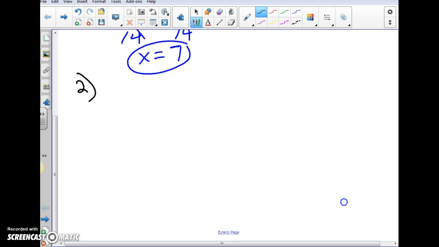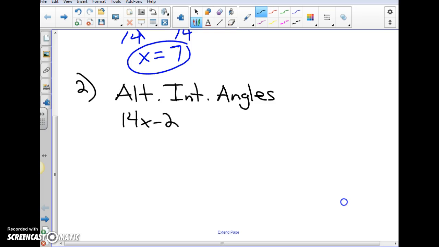The special type of angle you have here, those are alternate interior angles. Those are also congruent, which means their measures are also equal. So I'm going to take 14x minus 2, which is one angle, and I'm going to set it equal to 96.